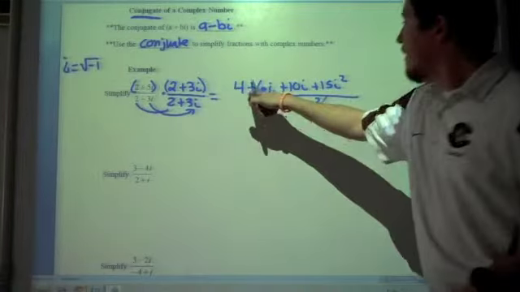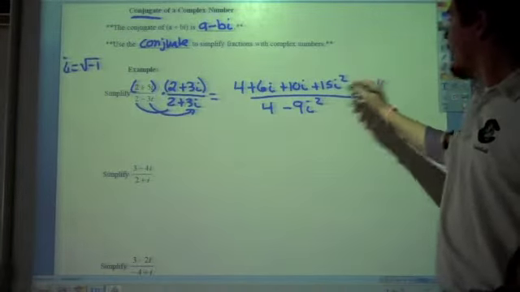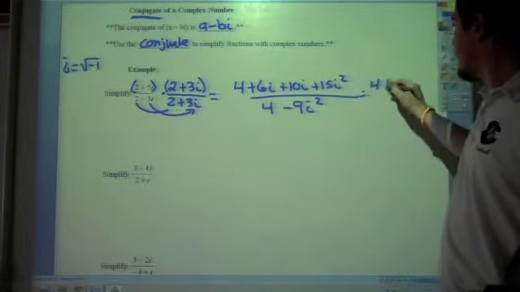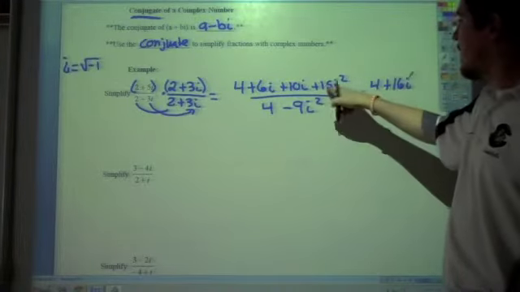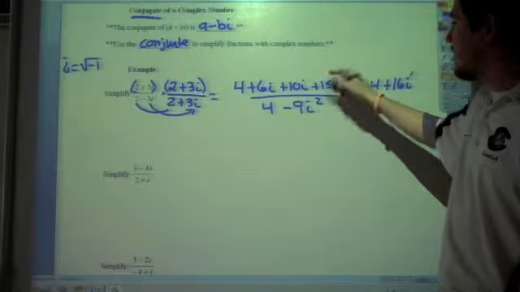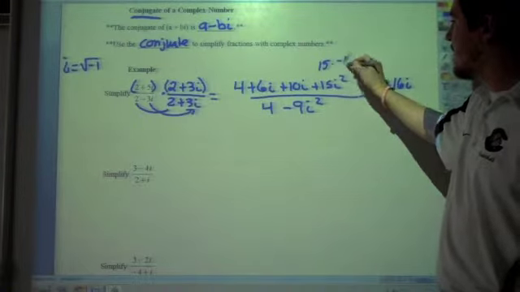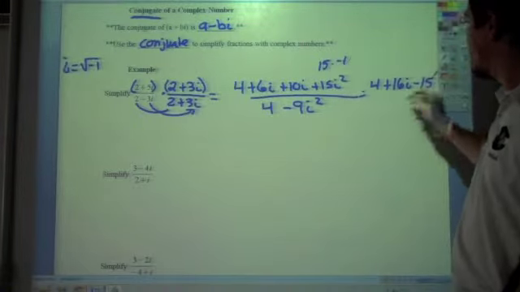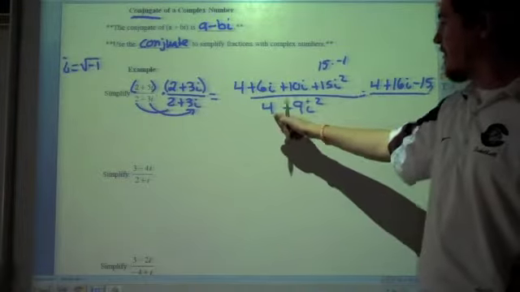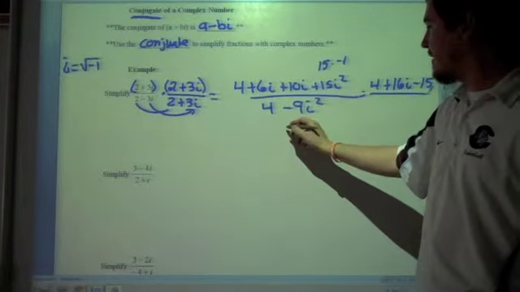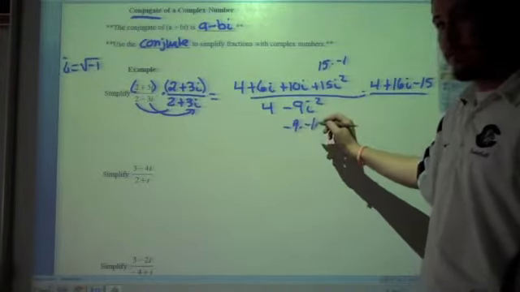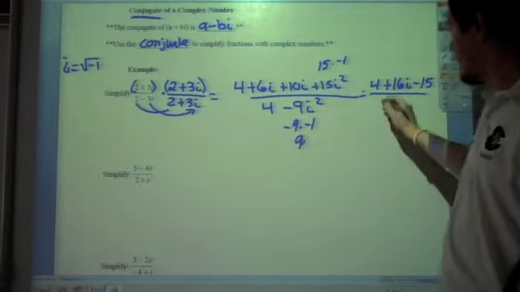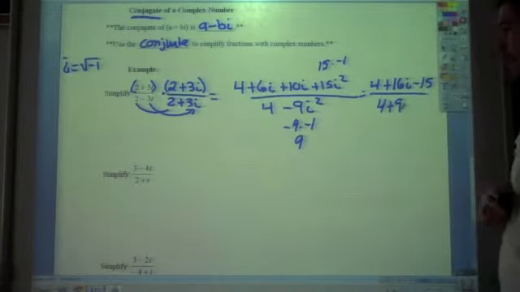So on the top we've got 4, 6i plus 10i is 16i, and then we have plus 15i squared. So remember, that's 15 times negative 1, or minus 15. On the bottom we've got 4 minus 9i squared, so that's negative 9 times negative 1, which is positive 9. So we have 4 plus 9.